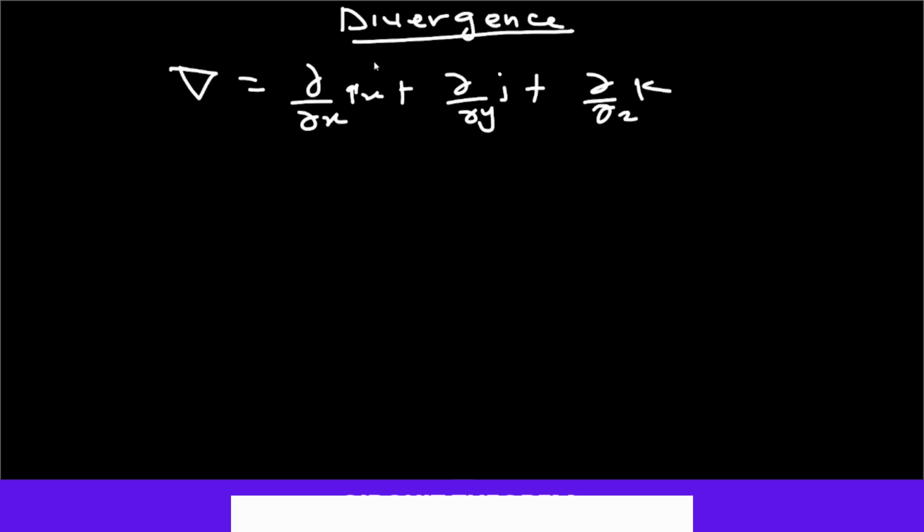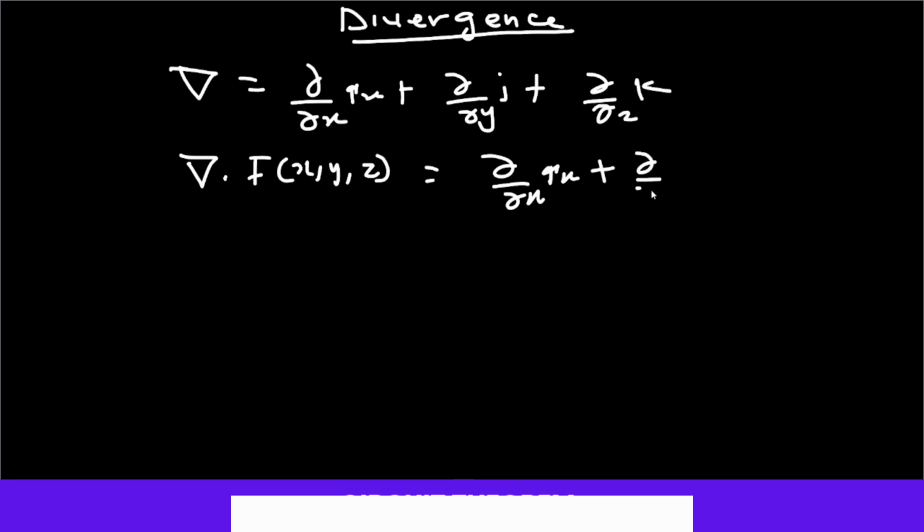Now if we are talking about divergence, put it in mind that we are talking about a dot product. Here the del operator is dotting the function. Let's say the function is in terms of x, y, and z. So we have del on del x times i, plus del on del y times j, plus the function itself.